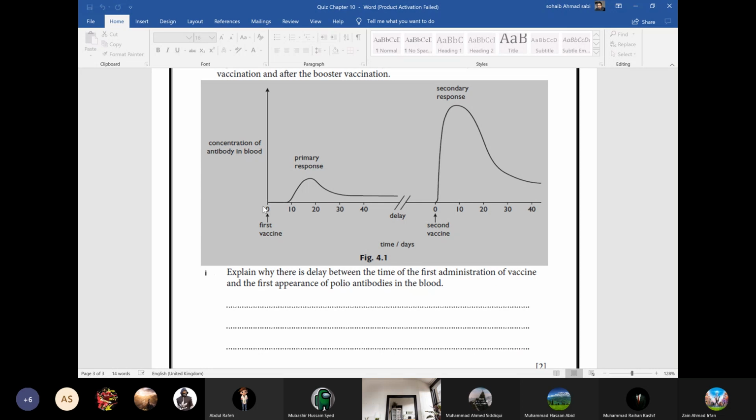Another thing was that this time period, where there is a delay in the production of antibodies or a delay in the immune response, is called the incubation period. What is this time period called? Incubation period. All right, boys. Understood, everyone? Yes, sir.